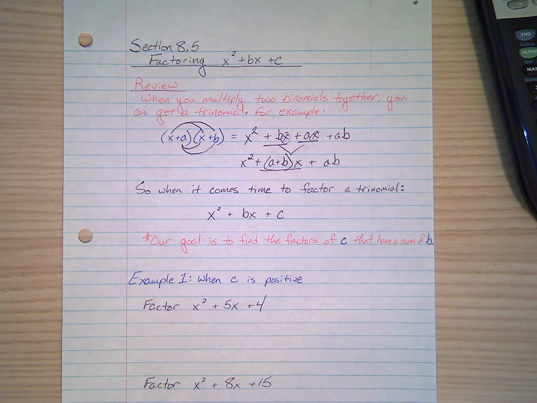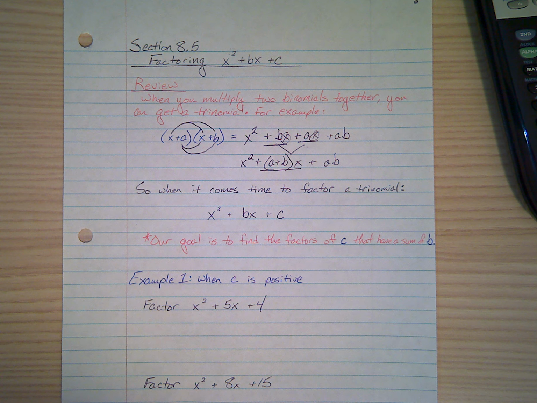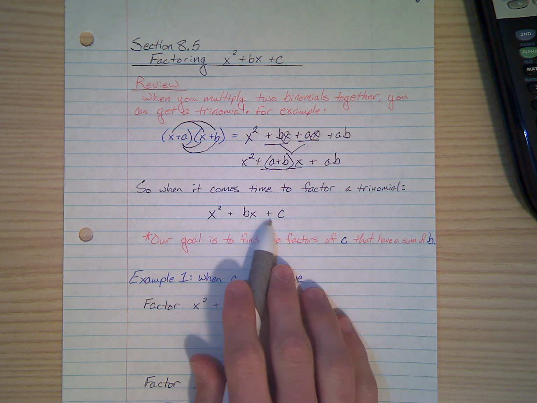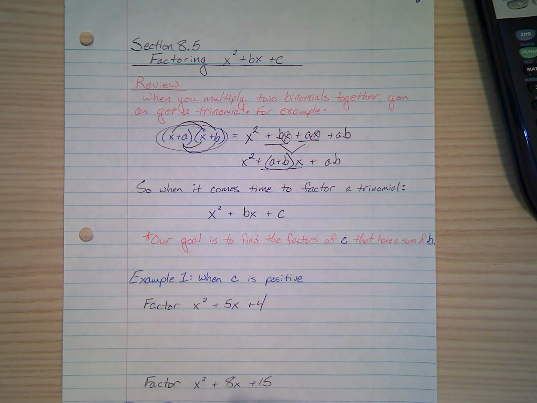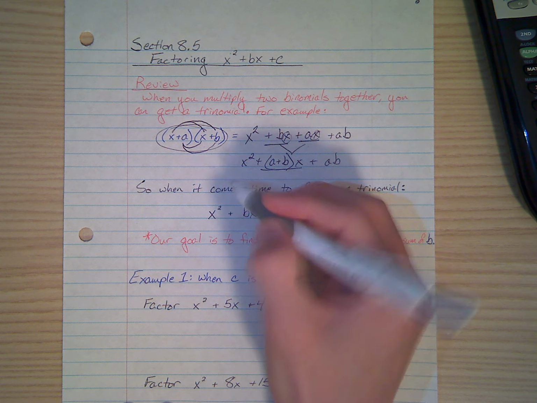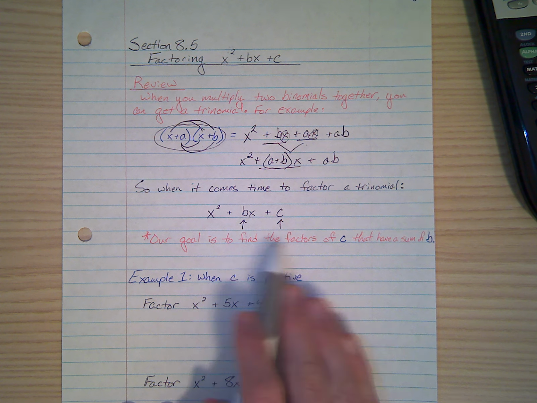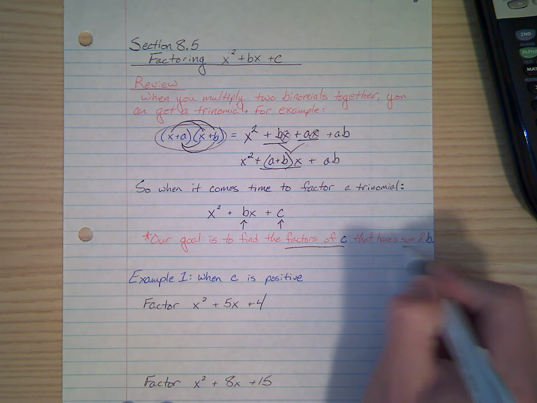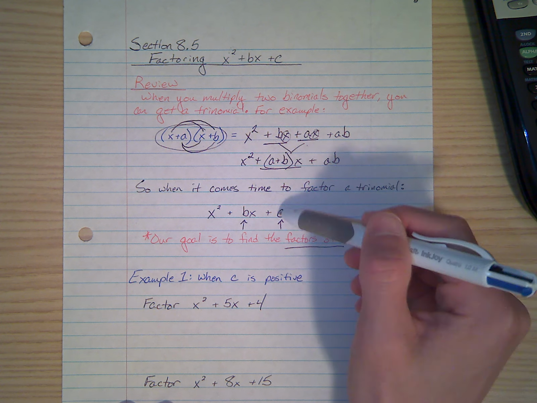Now, why did I go over that? I wanted to show you that because of when we go the other way. If we start with the quadratic and we want to break it down into the factors, we need to look at our constant term and our linear term. Our goal is to find the factors of C that have a sum of B, as I showed you up here.